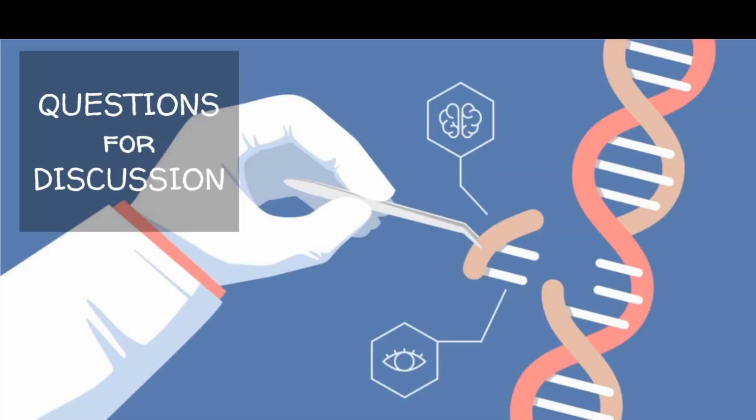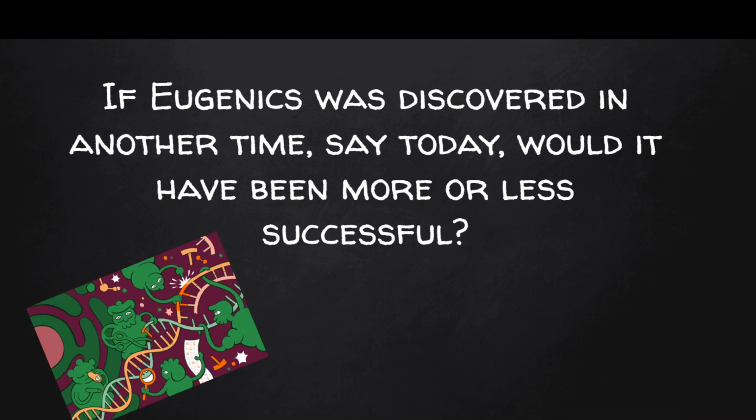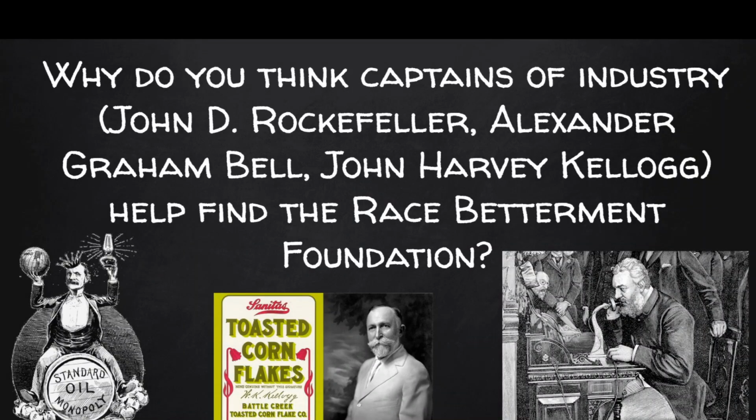And then here are some questions. Why do you think the ideas and beliefs of eugenics spread so quickly in North America? If eugenics was discovered in another time, say today, would it have been more or less successful? Why do you think captains of industry, John D. Rockefeller, Alexander Graham Bell, John Harvey Kellogg, helped found the Race Betterment Foundation?